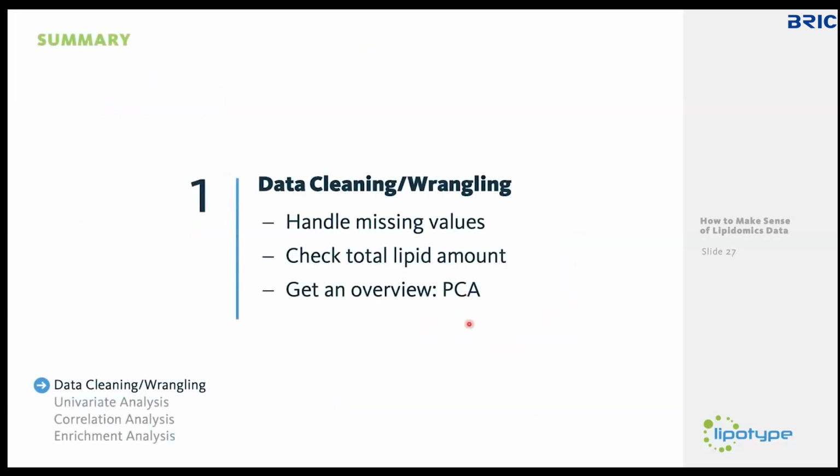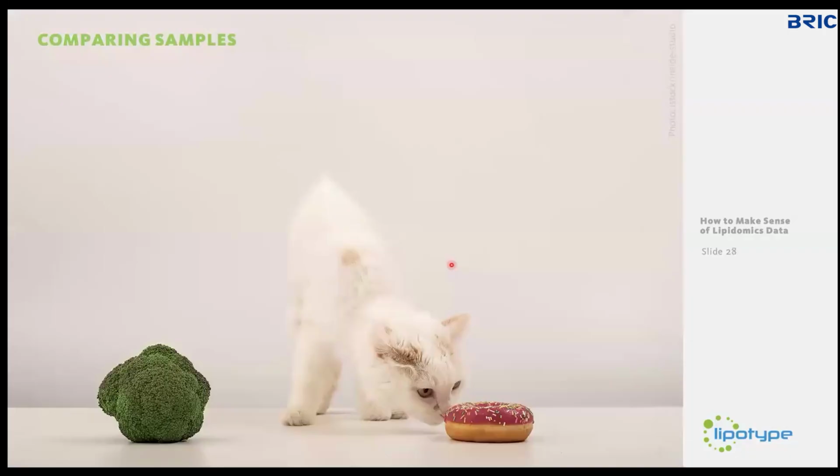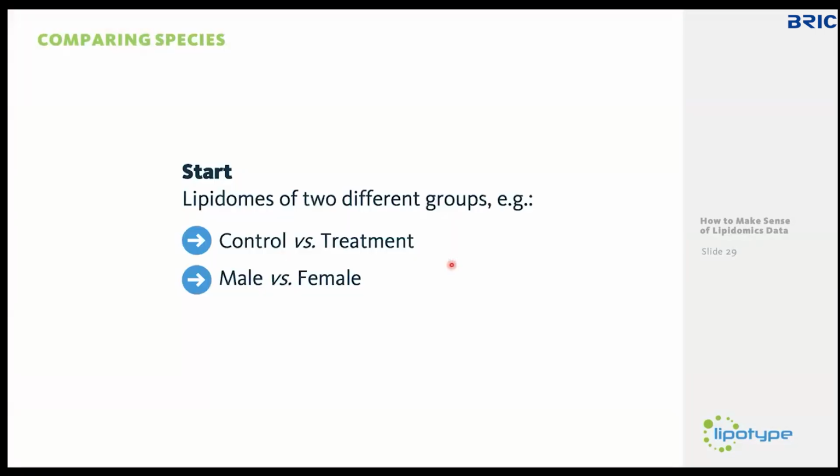So what I told you here in the first part was how to handle missing values, check total lipid amount, and get an overview of your lipidome by using some dimensional reduction like PCA. So next we're going to compare samples. And what you usually need is two groups, like here, the donut and the broccoli, or usually more the control or treatment. The example I will use for plasma is male versus female.